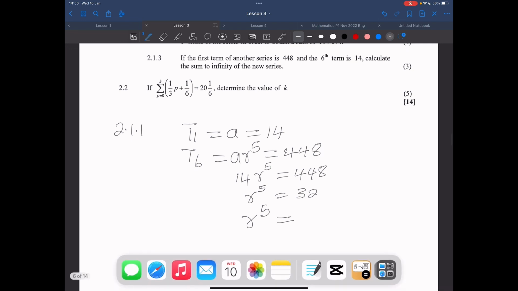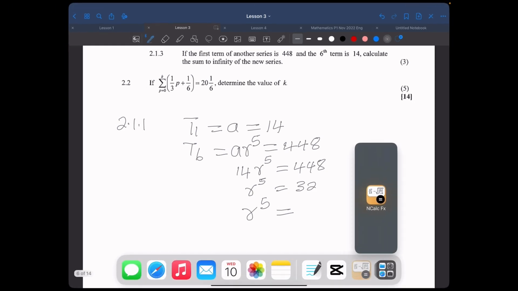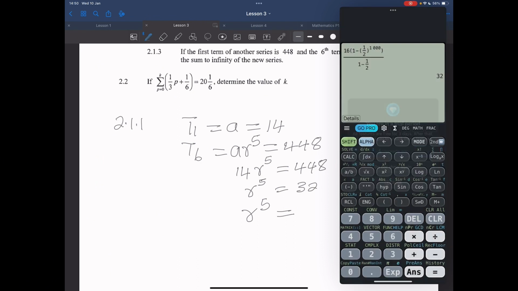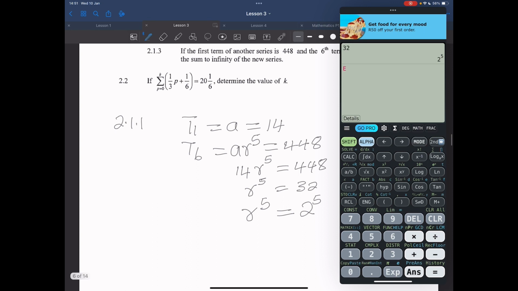Let's show you again on the calculator. You press 32 and then you press equals, and then you press shift and you press fact. So you are able to see that 32 is 2 to the power 5. Right, so we have that. So it's 2 to the power 5. That's our 32.